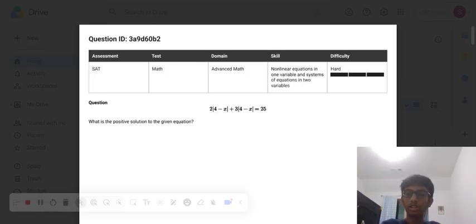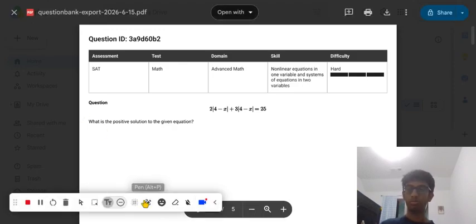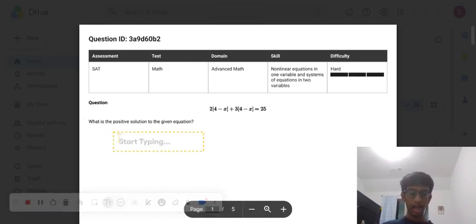So our first question says, what is the positive solution to a given equation? The equation is 2 times the absolute value of 4 minus x plus 3 times the absolute value of 4 minus x is equal to 25. Here's how we're going to approach this problem. We're going to take the absolute value of 4 minus x as a variable, say y. So then what we will have is 2y plus 3y equal to 25. Adding this up, we get 5y equal to 25, and y is equal to 5.